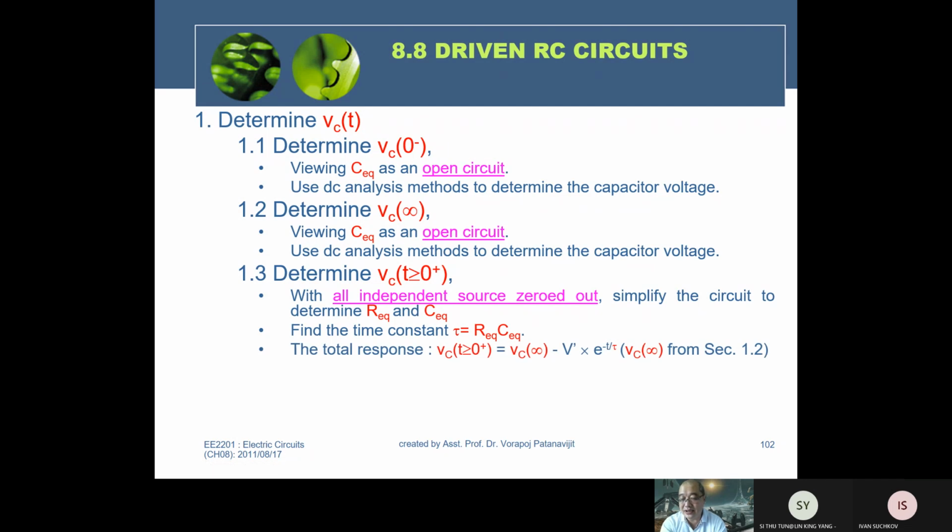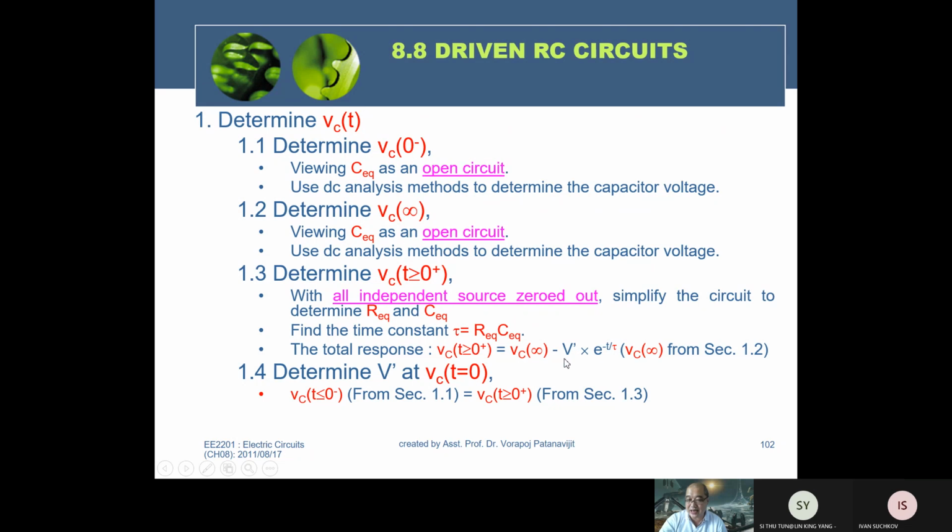Okay, and the total response for time greater than 0 equals the value at time infinity that you determined in step 1.2, minus I times e to the minus t divided by tau, the time constant. And the last one, you can determine the constant at this step by setting 1.1 equal to 1.3, or setting VC at time less than 0 equal to VC at time greater than 0.